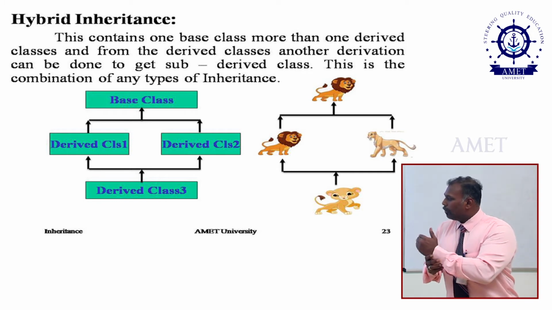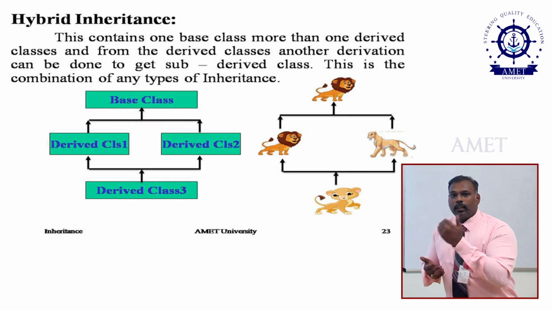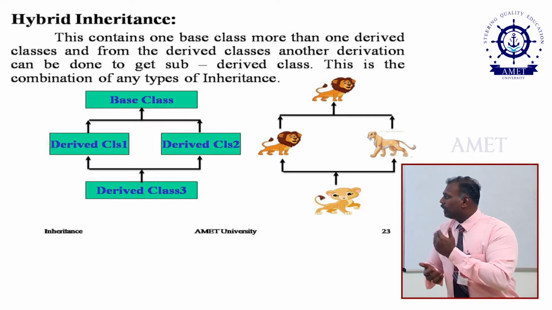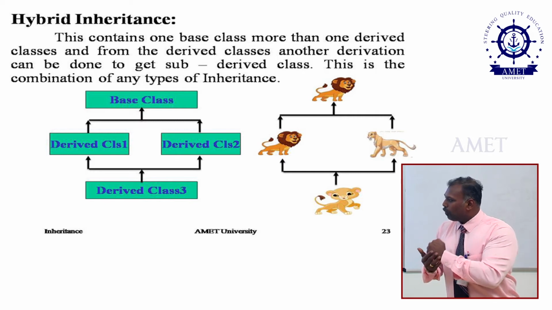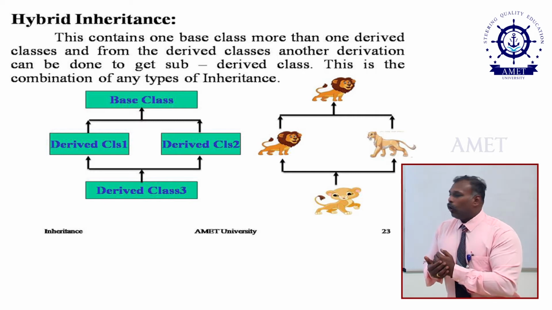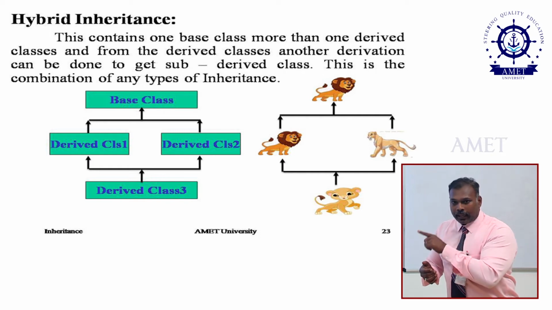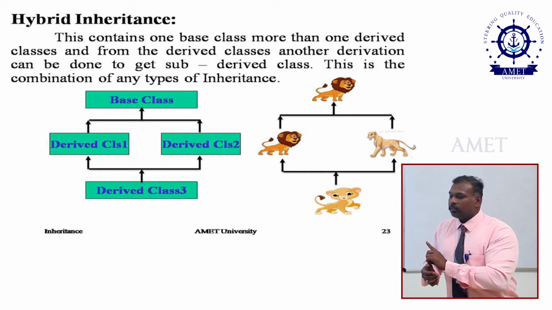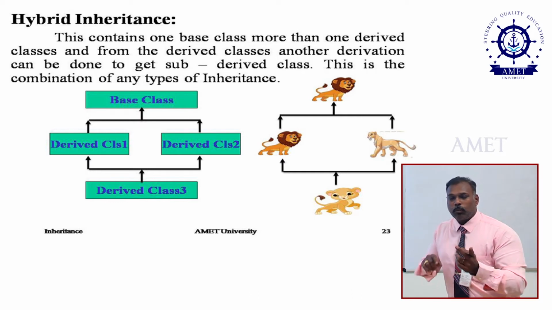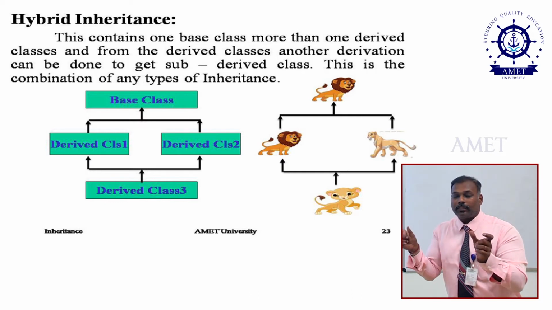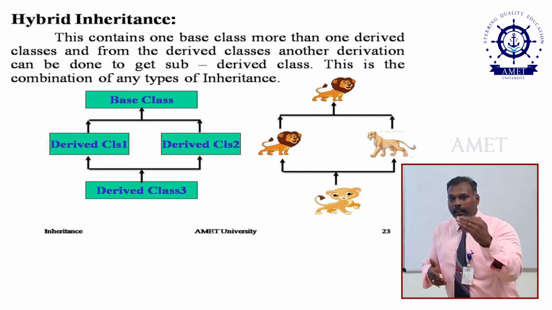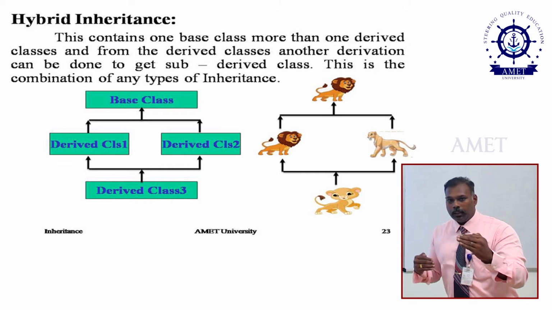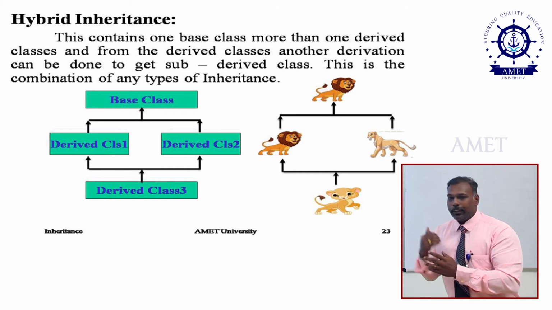So from the base class, we are going to inherit two derived classes, derived class 1 and derived class 2, and the last one is also a derived class. Here I am going to take the combination of hierarchical, that is one base class and two derived classes, and the next one is multiple, where derived class 1 and derived class 2 act as the base classes for derived class 3. So hierarchical and then multiple.